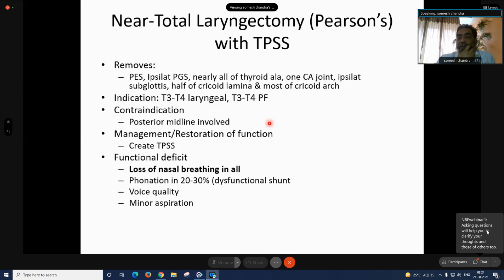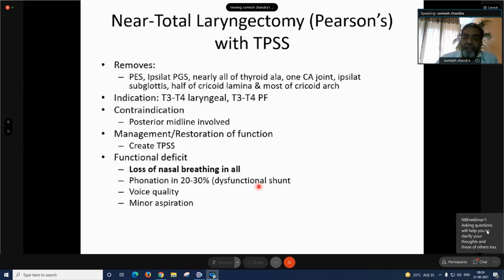Contraindication, posterior midline is involved. We cannot do that. So for post-cricoid and posterior commissure and interarytenoid disease, we cannot do this. Restoration of function is by creating a tracheopharyngeal speaking shunt. We can restore voice, but they will end up with a permanent tracheostomy, which is not an end tracheostomy, but an anterior wall tracheostomy. But the shunt may not function adequately, and the success rate of voice restoration is about 70 to 80%.